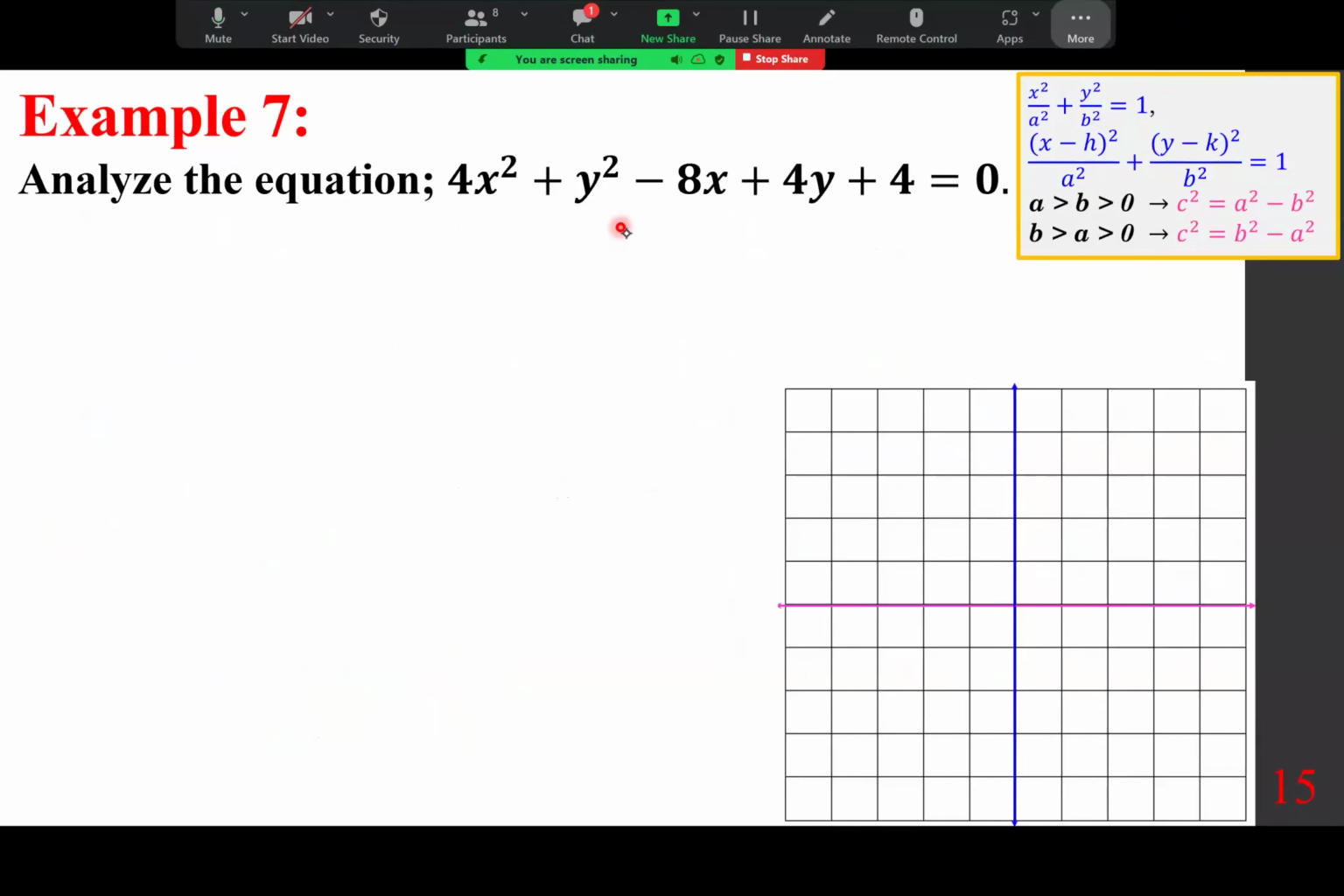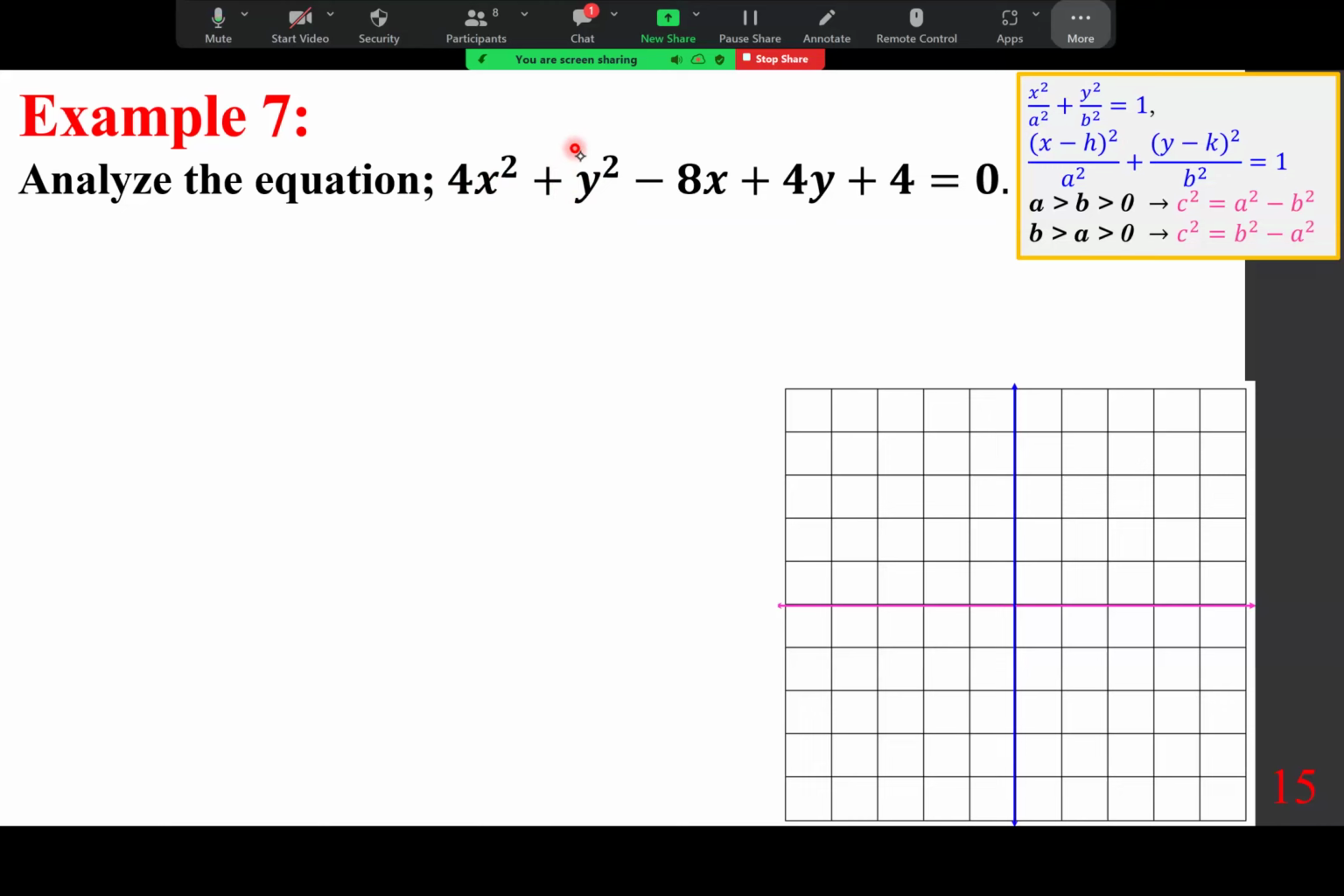Analyze the equation. The equation is 4x squared plus y squared minus 8x plus 4y plus 4 equal to 0. What I want you to notice is this. Both x and y have degree 2, and both of them have coefficients that have the same sign, namely positive. So that makes it an ellipse. You just have to put it in standard form to see that.